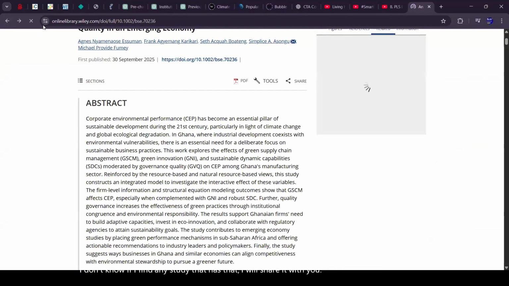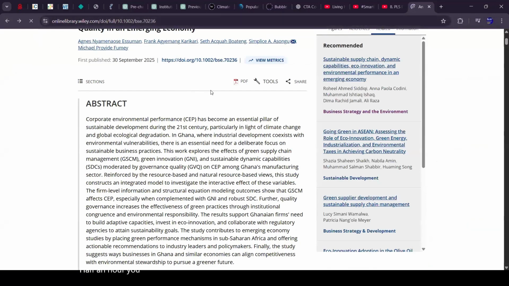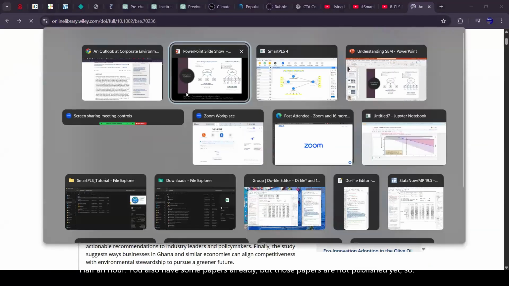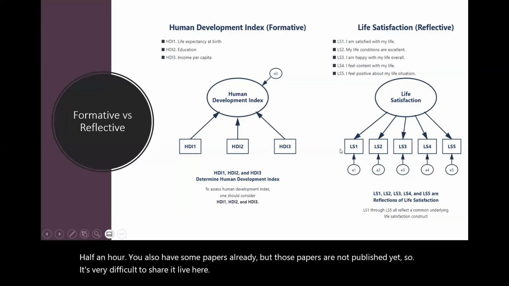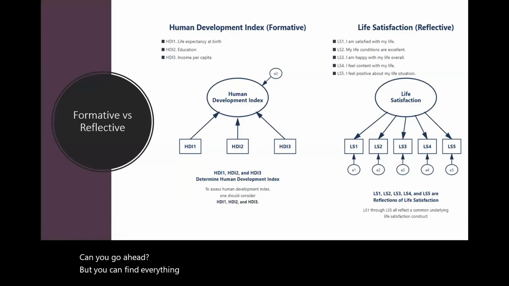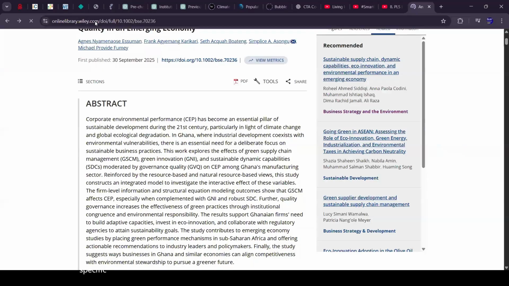For now, we also have some papers already, but those papers are not published yet, so it will be very difficult to share them live here. But you can find them in literature. Most papers that have been published state the specific items. I think I remember. Let me check this one.